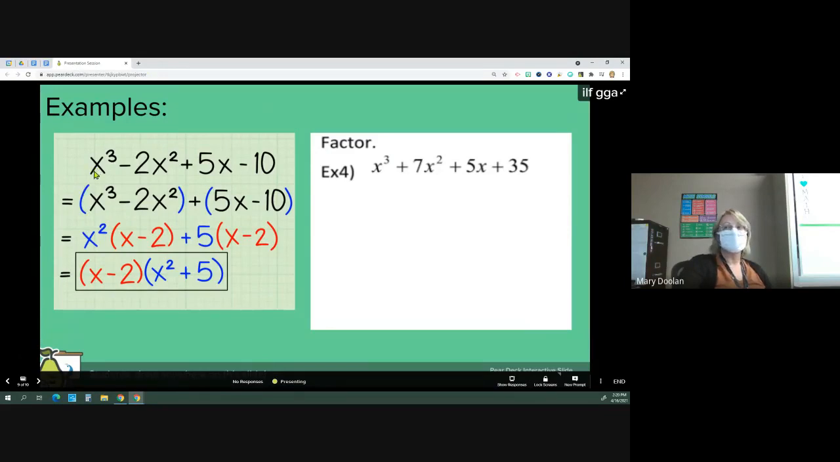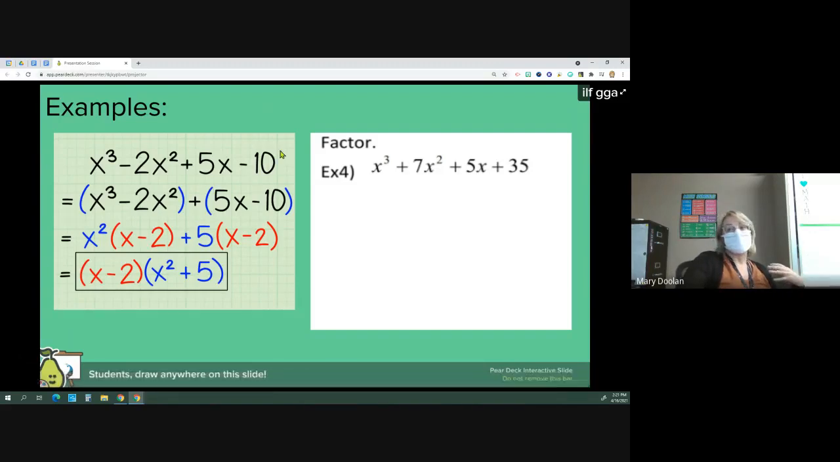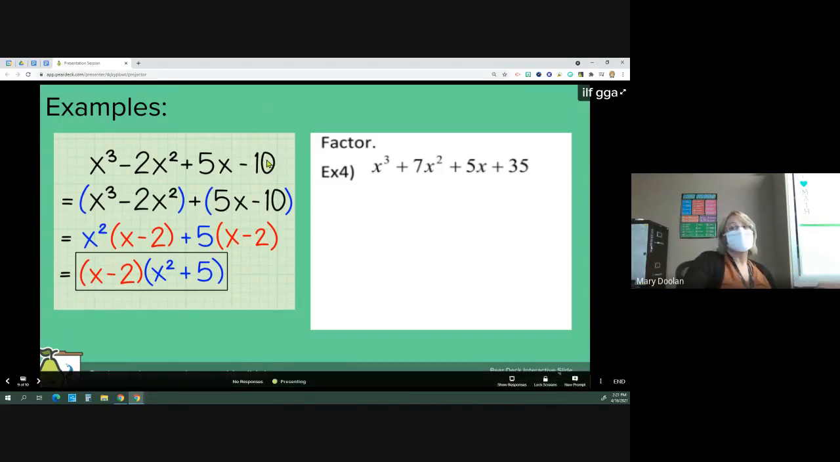Our polynomial is x cubed minus 2x squared plus 5x minus 10. If I look at each of the 4 terms, there's no common number or coefficient I could divide out. There's no common variable I could divide out. So there's no GCF except for 1, which doesn't really help us change it. So I'm going to try this factoring by grouping method. They put blue parentheses around the first 2 terms, and they put blue parentheses around the second 2 terms.